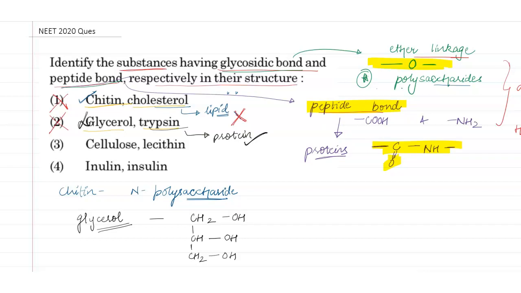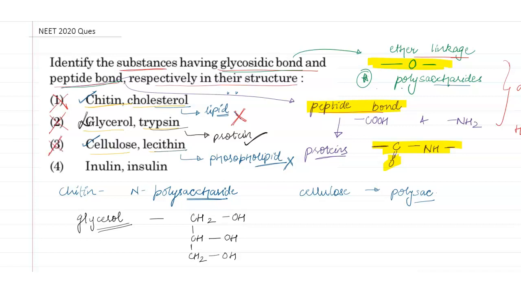Now let's move to the other option, which is cellulose and lecithin. See, cellulose is also a polysaccharide. Okay. Now since cellulose is a polysaccharide, it will have a glycosidic bond. But lecithin is a phospholipid. Lecithin belongs to the category of phospholipids, and therefore it does not have a peptide bond. Okay, and therefore this option is also incorrect.